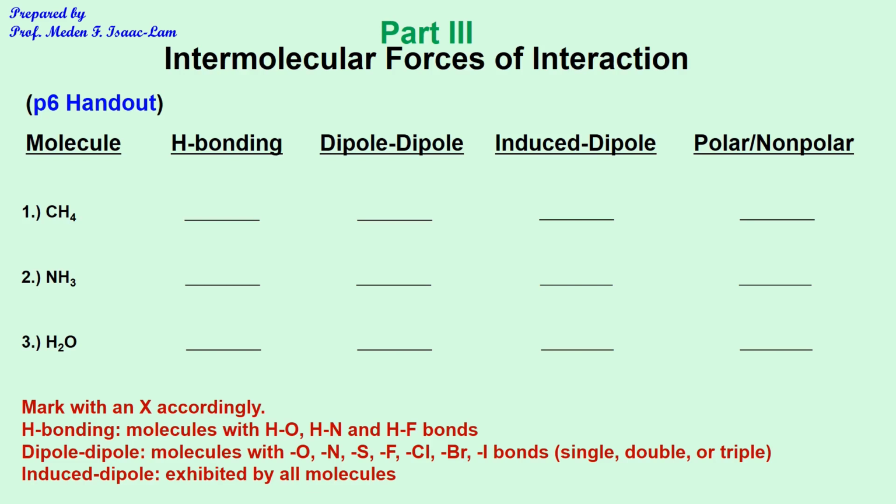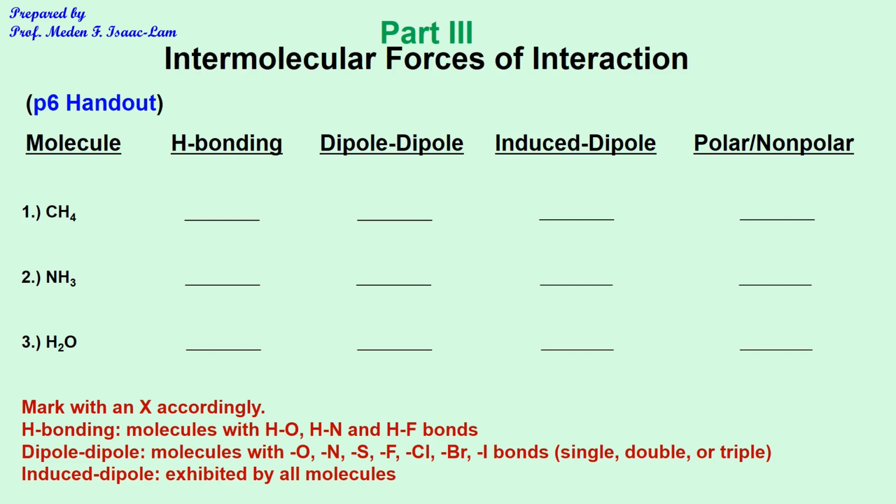Now, let's go to number 2, NH3. H bonding, yes, because there's H to N, so you're going to mark it with an X. Dipole-dipole, yes, because there's an H to N bond. So you will mark an X for H bonding, dipole-dipole, and induced dipole. Is it polar or non-polar? Look at the geometry: it's pyramidal, and because of the lone pair, it's not entirely symmetrical. Therefore, this molecule is polar.